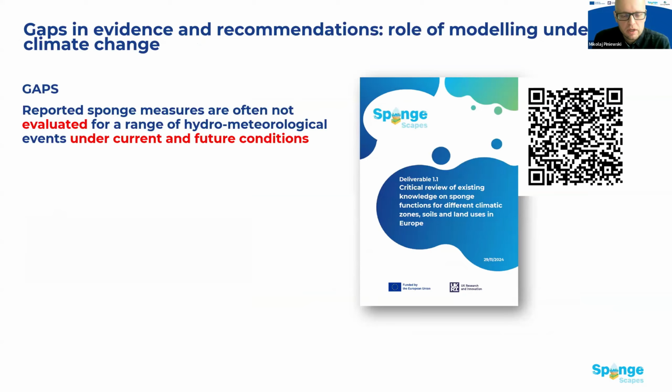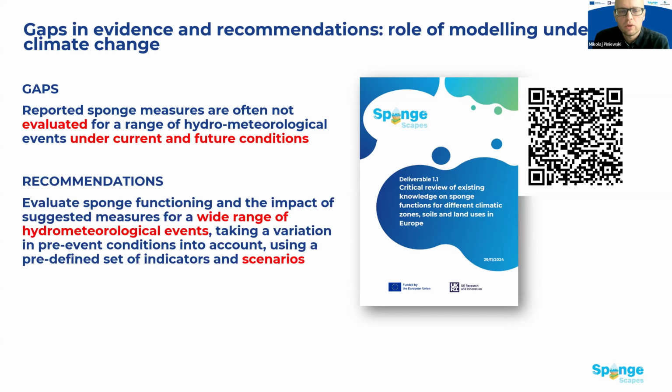The recently published SpongeScapes report critically reviewed the evidence of sponge functioning in European landscapes. And one of the key knowledge gaps identified was that measures are often not evaluated against a range of extreme weather events under current and future conditions. And in this regard, the report issued a recommendation that quantifying the impact of measures should take place for a wide range of events and scenarios.